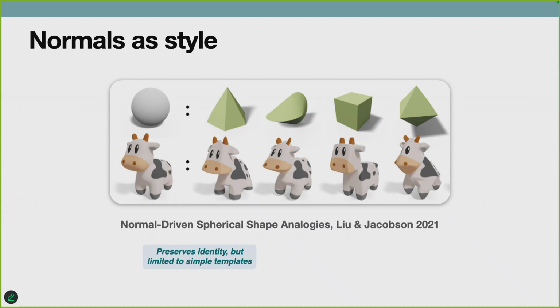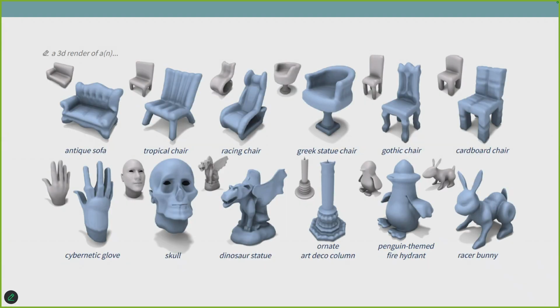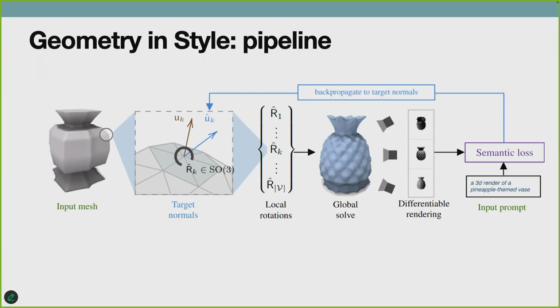What if we learned or optimized the normals directly on the shape to be stylized, to get any desired style from a text prompt? And it turns out you can, and just as a peek, here are some of our results. You can see the various styles for the various kinds of chairs which preserve their identity, and the other diverse examples. So how is this done?